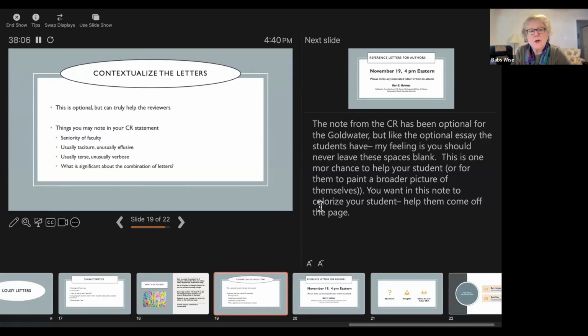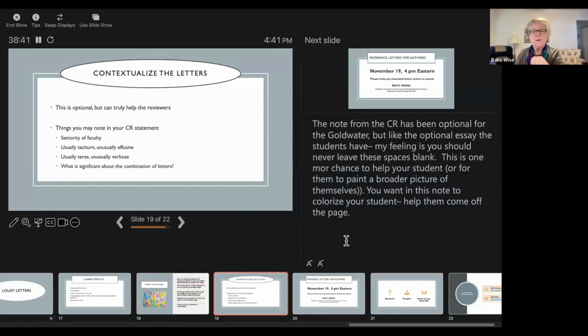So, you can talk about the seniority of the faculty. You can talk about, you know, in this particular case, even though it sounds like he's not really saying something from this guy, that's something. That really helps, and then talk about the combination of the letters. What does this show you? You know, if you have all three of these letters together, what should the reviewers gather from that? I think that can be very helpful.